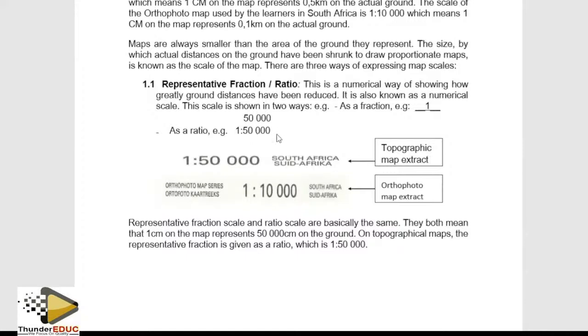What you must note with the ratio scale is that in most cases, they represent the same units. For example, centimeter on the map, centimeter on the ground. But it's not a must. We can also say 1 centimeter on the map representing 0.1 kilometer or 0.5 kilometer on the ground. Therefore, that is the ratio. But you know very well that we can convert the ratio to fraction mathematically.